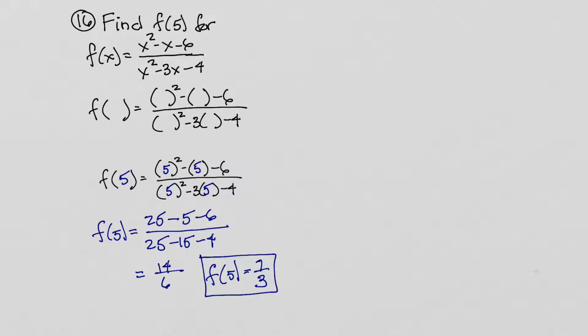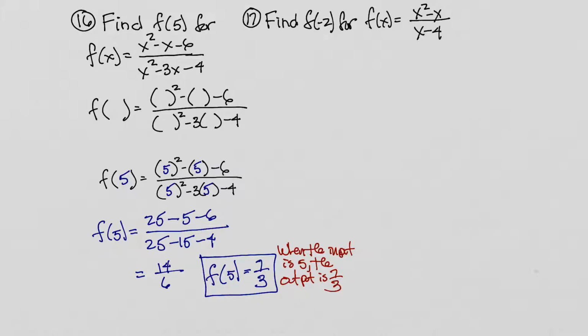And so we're sure we know what this all means. It means that when the input is 5, the output is 7/3. So when we put a 5 into our function and compute, a 5 gets mapped over to 7/3.